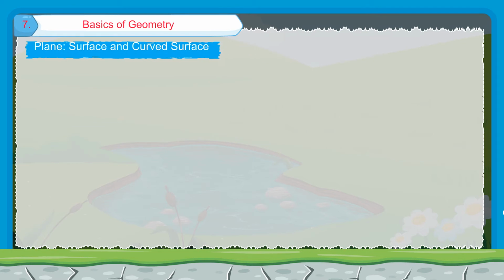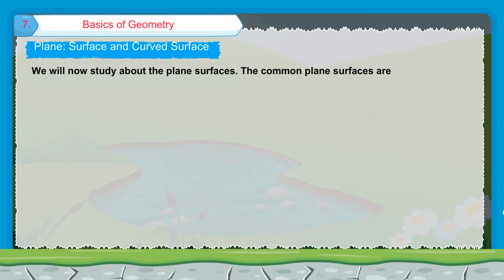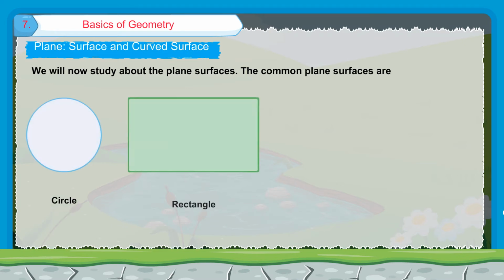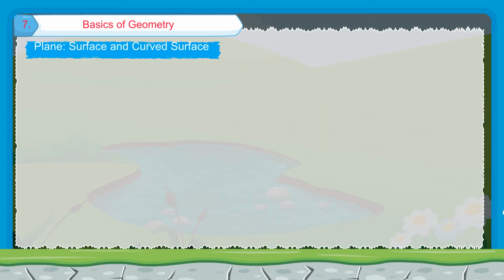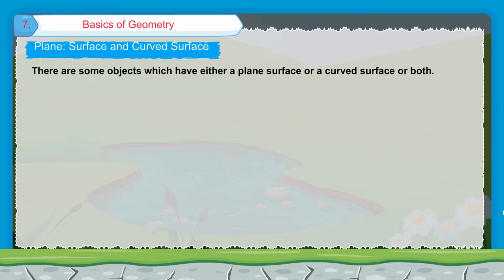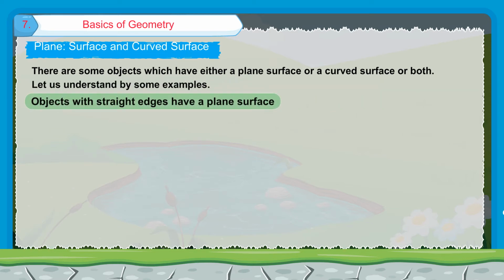Plane surface and curved surface. We will now study about the plane surfaces. The common plane surfaces are circle, rectangle, triangle, square. There are some objects which have either a plane surface or a curved surface or both. Let us understand by some examples.